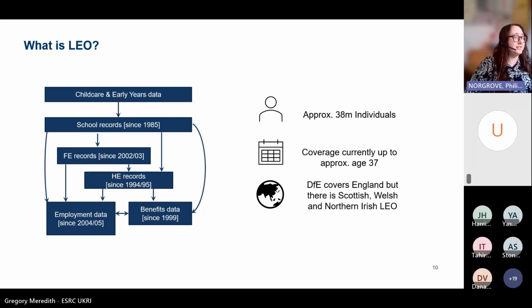There are approximately 38 million individuals in LEO data, and it's absolutely huge. The coverage is currently up to approximately age 37. But these numbers will, of course, increase when time passes and we add more data. LEO includes any individual who's had contact with the English education system. And while DfE LEO covers England, the devolved governments have their own LEOs. There's a Scottish LEO, Welsh LEO, and a Northern Irish LEO. In future, we'd love to look at the possibility of joining up with these. So next slide, please, Greg.